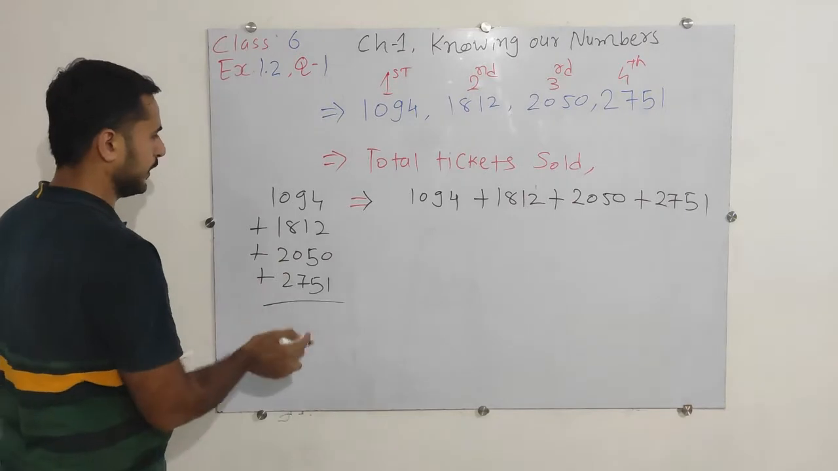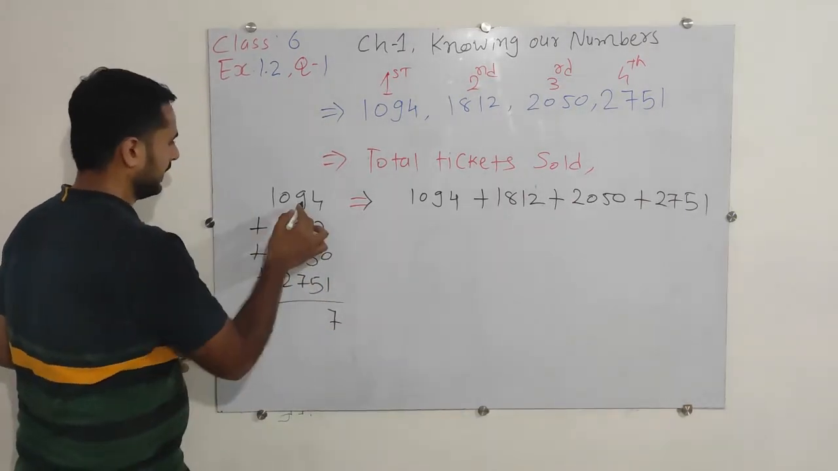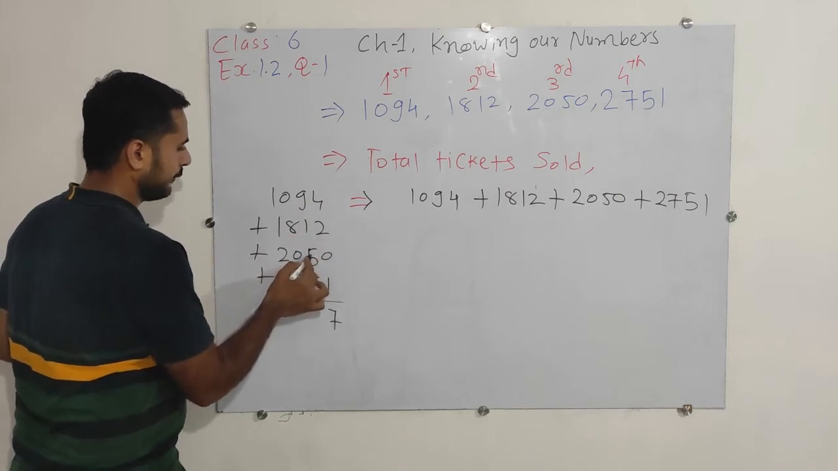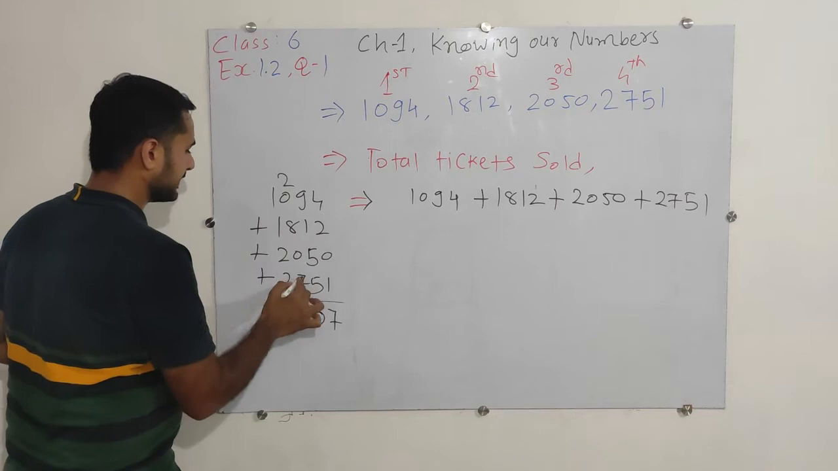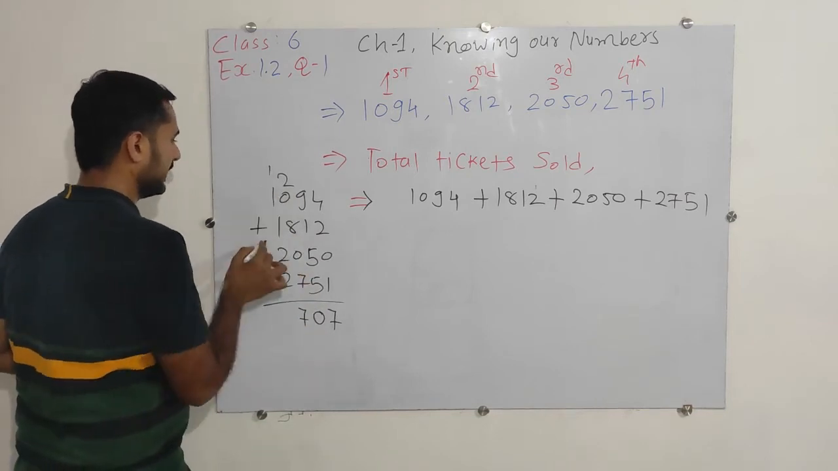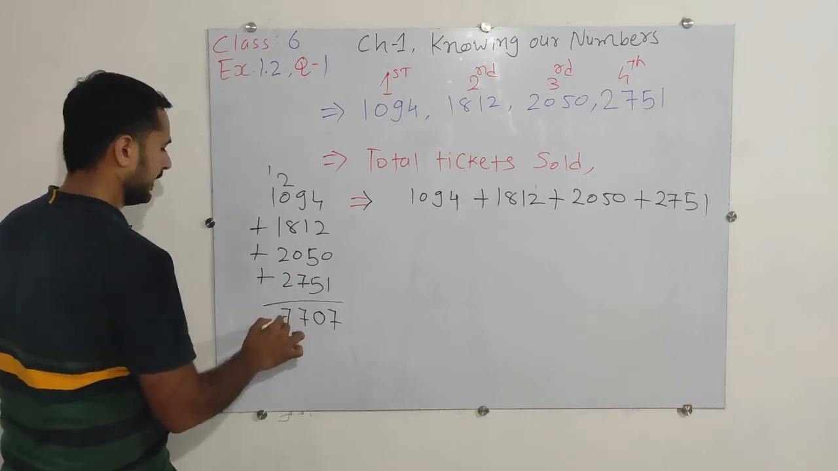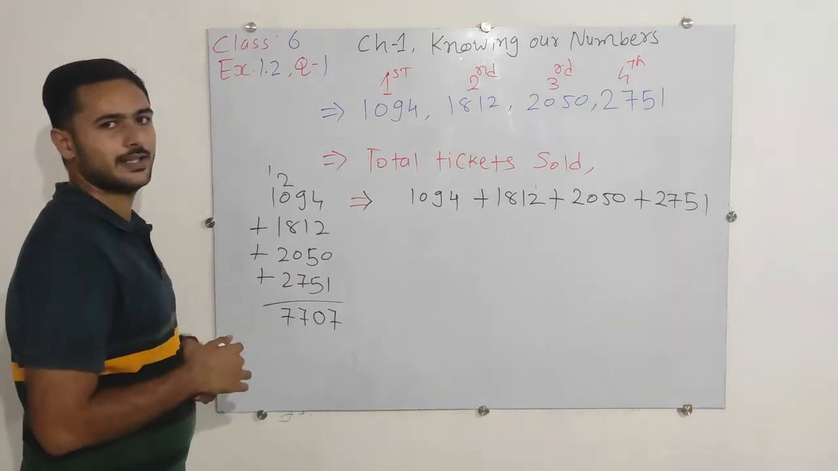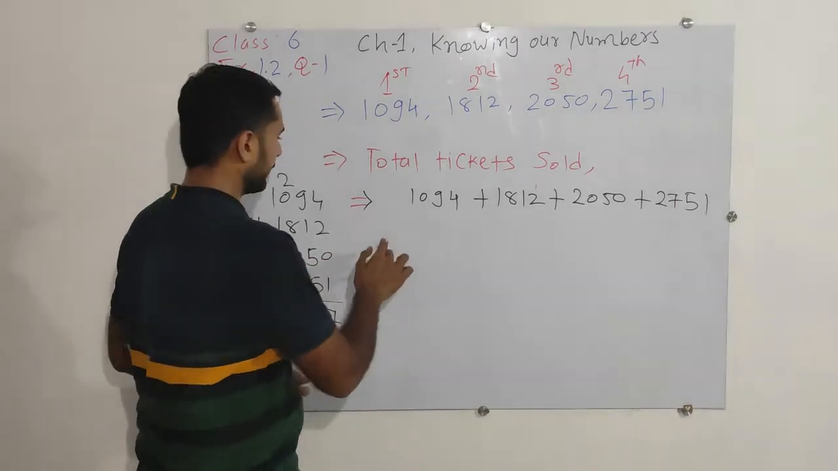Okay, let's start with this one. Here 4 and 2, 6, 6 and 1, 7, then 9 and 1, 10, 15, 15 and 5, 20, 0 and 2 carry. 8 into 10, 10 and 7, 17, 7 and 1 carry. So 1, 2, 3, 3 and 2, 5 and 2, 7. Here I got the answer 7707. It is 7707. Now let's check here.